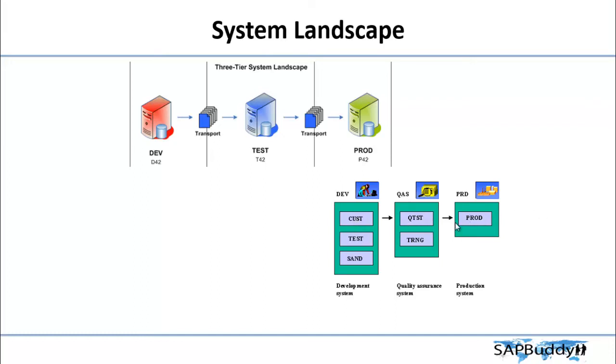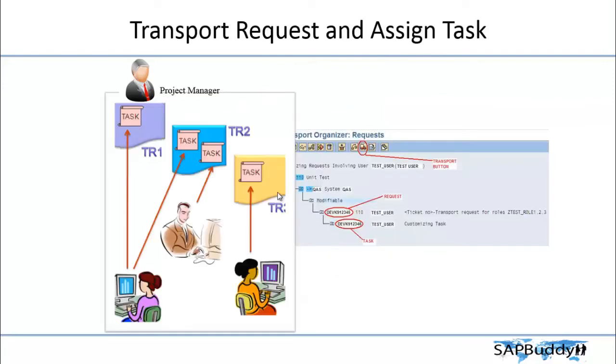So this is the way the changes will be transported from your development system to productive system. Now let us see transport request and task. What is a transport request? A transport request is something where you can collect the changes and transport from one place to another place, means one system to another system. In our previous slide, we have seen different system landscape.